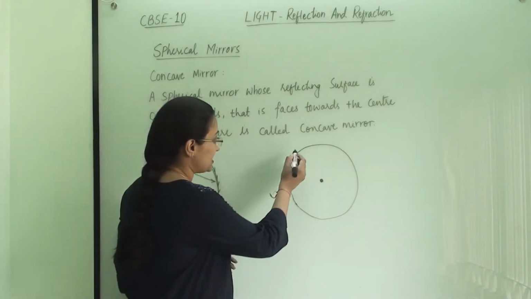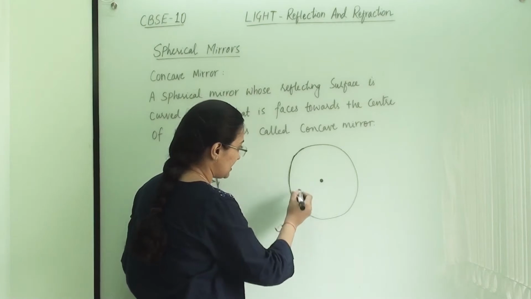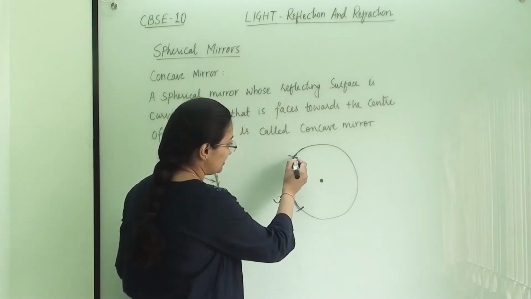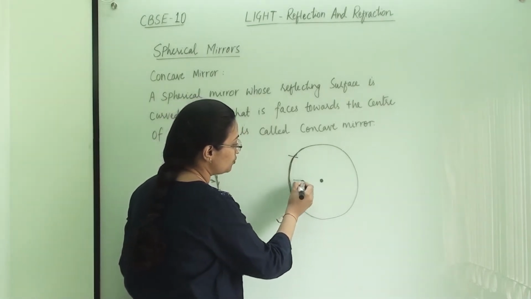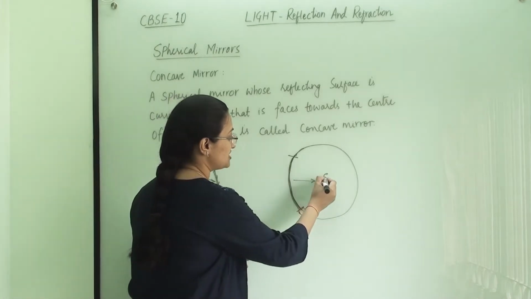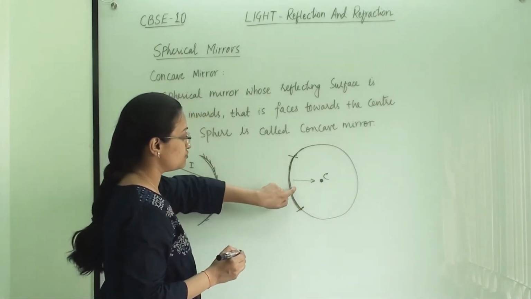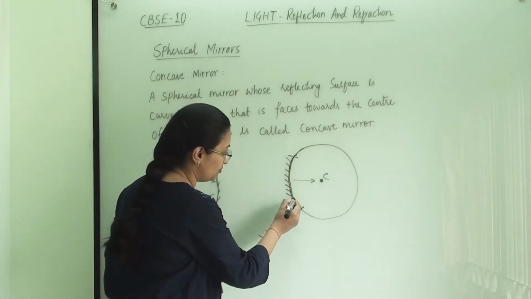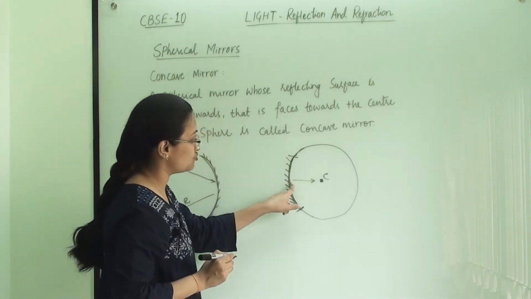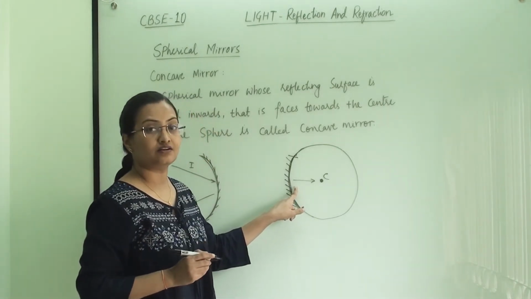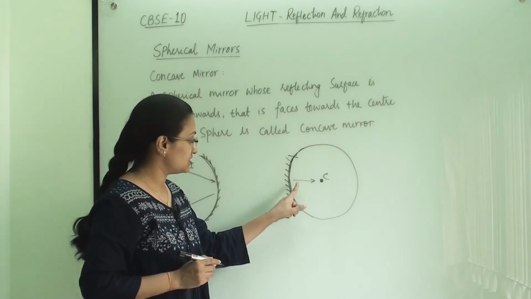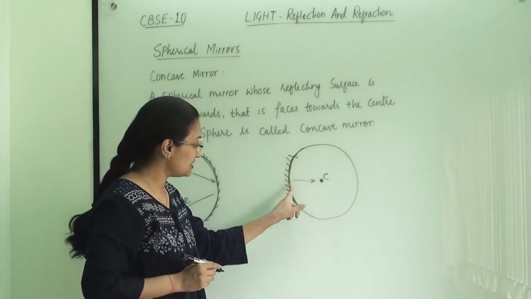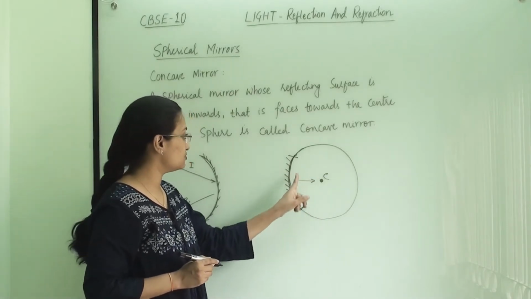If we take this piece as a spherical mirror, then the surface we use should be towards the center of the sphere. If this is the center of the sphere, then this surface is used as the mirror, and we have to polish the other side. This surface is used as the reflecting surface to form images. When this surface is towards the center of the sphere, it is known as a concave mirror.